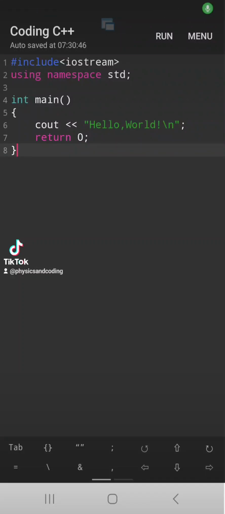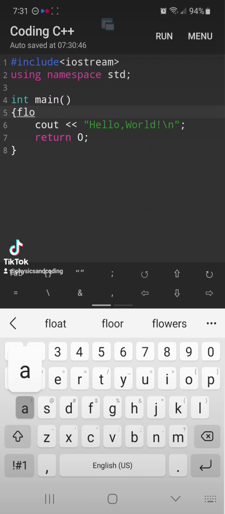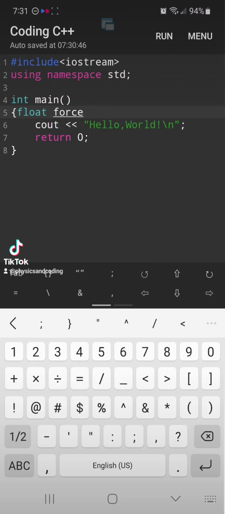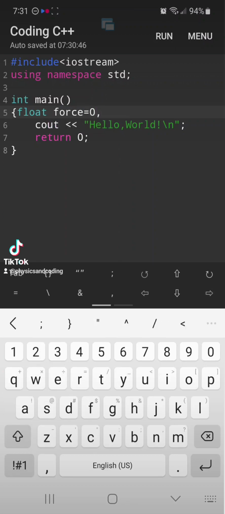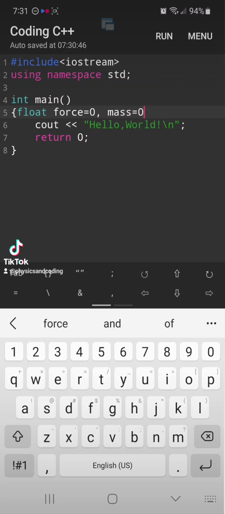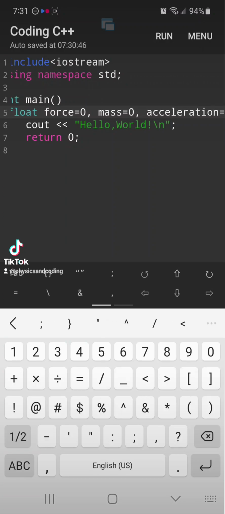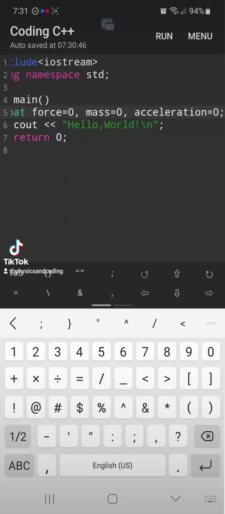Okay, today I'm going to show you how to make a force equals mass times acceleration code. So to start out, I like to define my variables first. So float for force, and then mass, and then acceleration. And I set them all equal to 0 for a starter value.